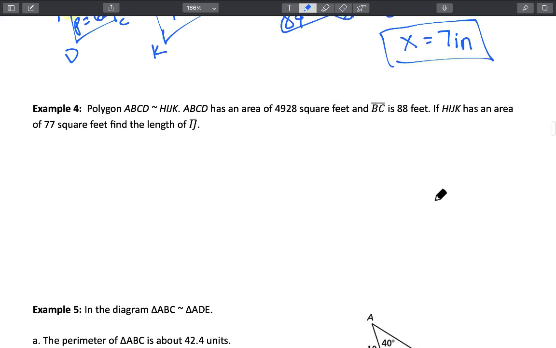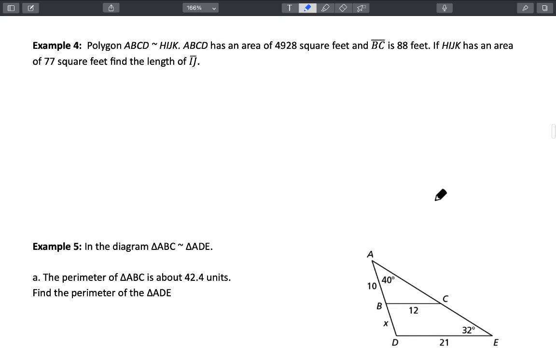All right, example 4, very similar to example 3. Again, we have a polygon ABCD, similar to HIJK. However, now they're going to give us the area. ABCD has an area of 4,928 square feet. BC has a measurement of 88 feet. HIJK has an area of 77 square feet. Find the length of IJ.